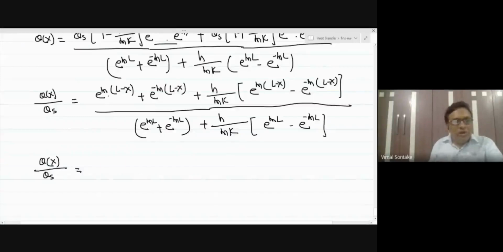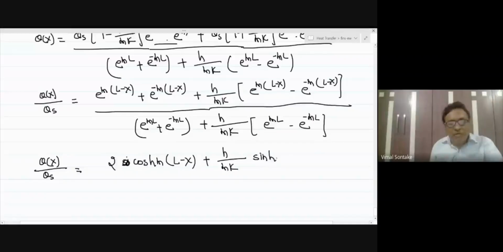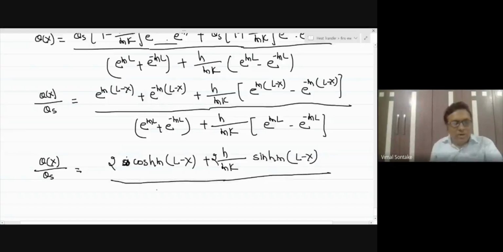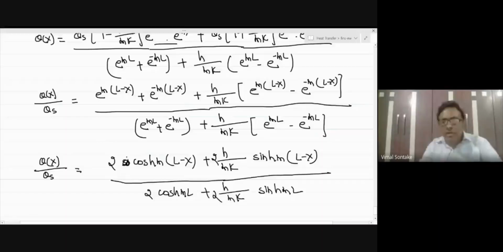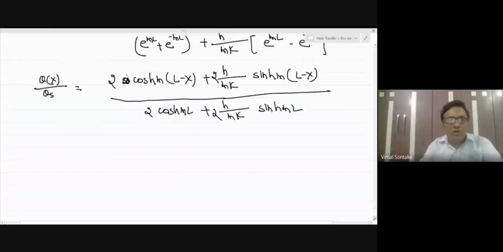So this will become e to power m(L minus x) plus e to power minus m(L minus x). This will become twice of cos hyperbolic m(L minus x) plus h over mk, this will become sine hyperbolic m(L minus x), and this will be twice. Why twice? I will explain just now. This will become twice of cos hyperbolic mL plus h over mk twice of sine hyperbolic mL. Now, why am I writing in this fashion? 2 is common here.